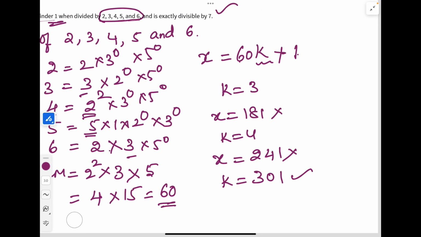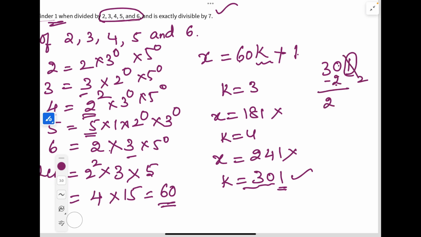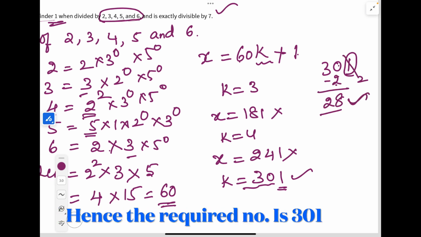Children, I hope you know the divisibility rule of 7. For the divisibility rule of 7, double the last digit and subtract it from the remaining digits. For 301, double of the last digit 1 is 2. Now subtract 2 from the remaining number. 30 minus 2 is 28. 28 is divisible by 7, right?